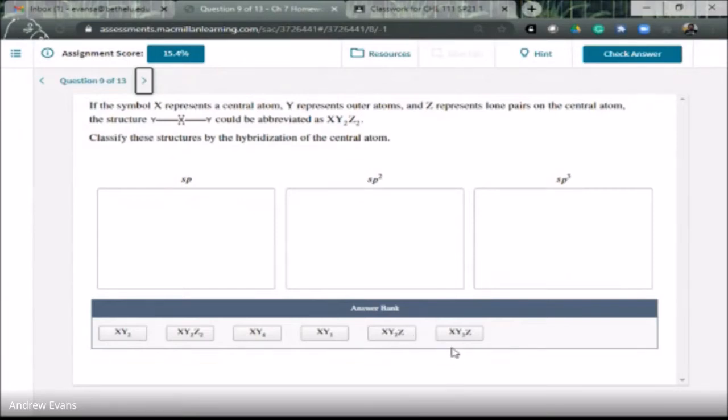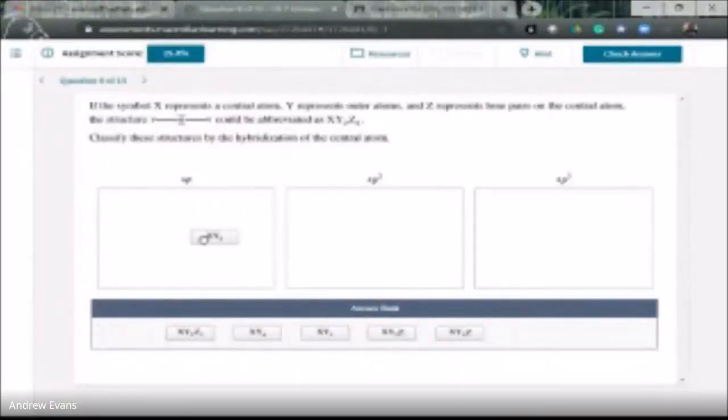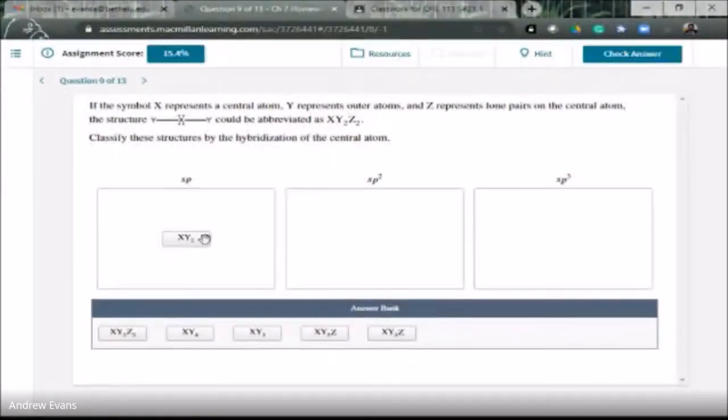You need at least as many hybrid orbitals as there are bonds. At least as many hybrid orbitals as there are bonds, and also often as many hybrid orbitals as there are lone pairs. So please note, for example, sp hybrid orbitals. This one would definitely be sp, X, Y2. There's only two things coming off the X, so we only need two orbitals.